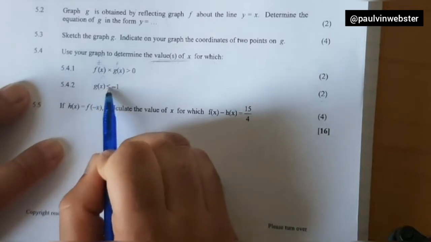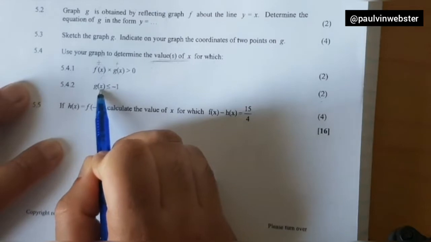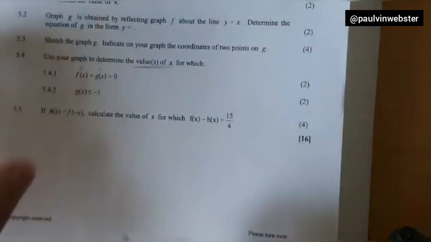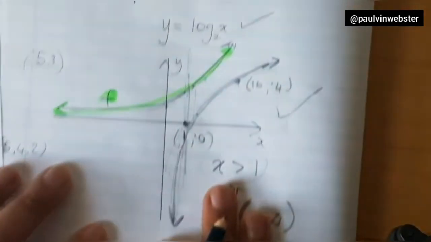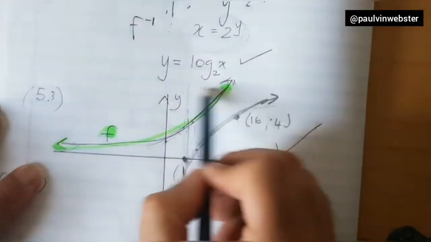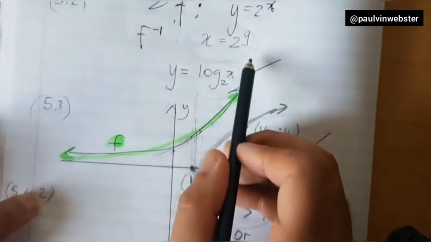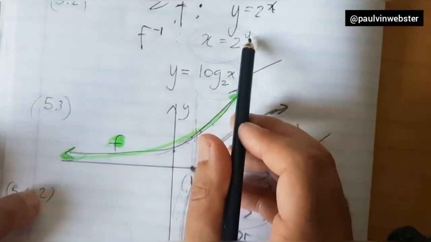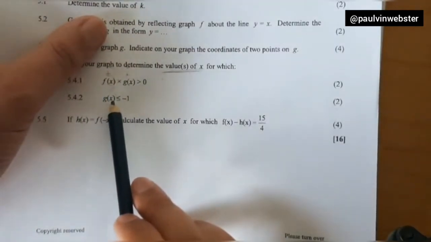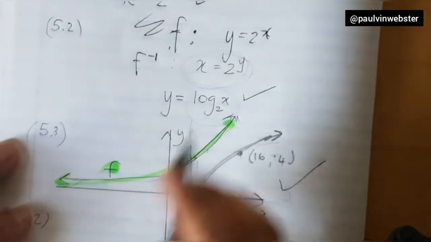Remember, this is not an equality symbol, this is an inequality symbol. So I have to ask myself, what's happening at y equal to -1 for this function g of x? We calculated g of x, it was this here. Because here you're talking about y, basically y is less than or equal to -1. So I'm going to substitute -1 into this formula.